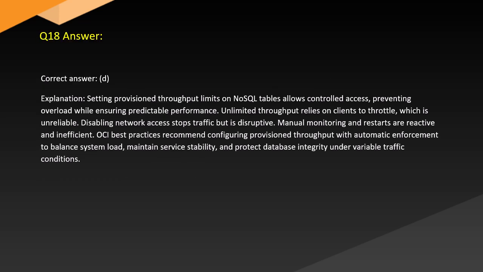Answer. Correct answer: D. Explanation. Setting provision throughput limits on NoSQL tables allows controlled access, preventing overload while ensuring predictable performance. Unlimited throughput relies on clients to throttle, which is unreliable. Disabling network access stops traffic but is disruptive. Manual monitoring and restarts are reactive and inefficient. OSI best practices recommend configuring provision throughput with automatic enforcement to balance system load, maintain service stability, and protect database integrity under variable traffic conditions.